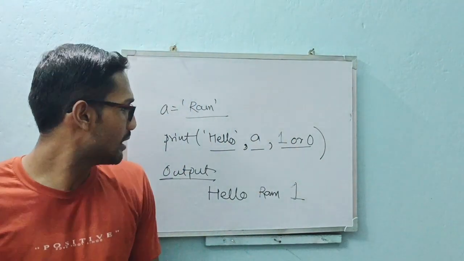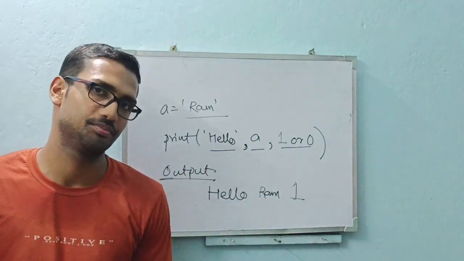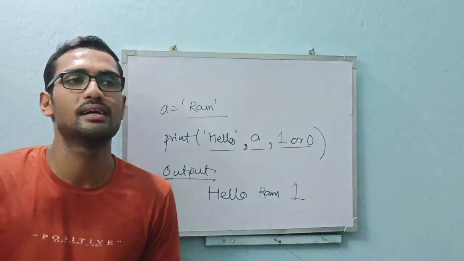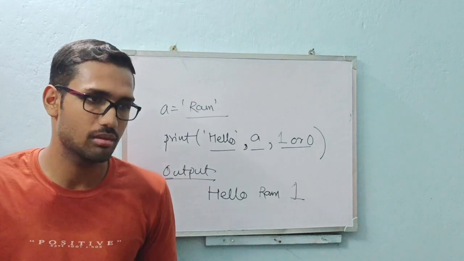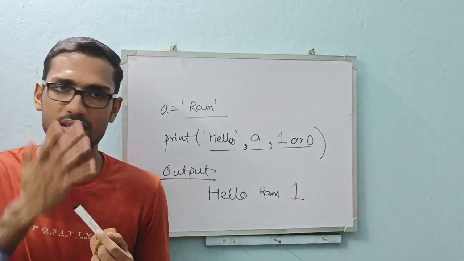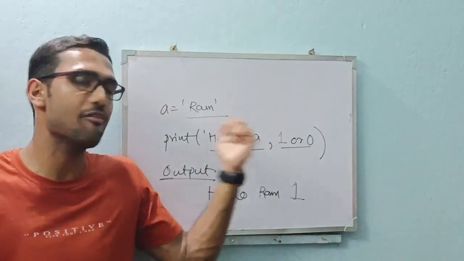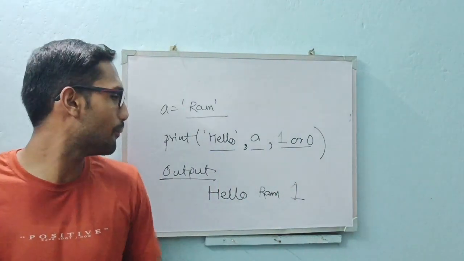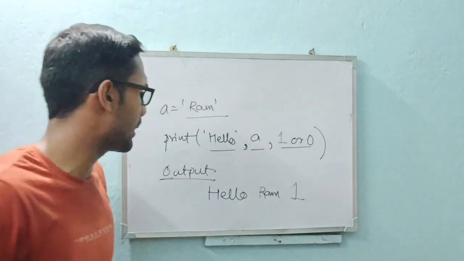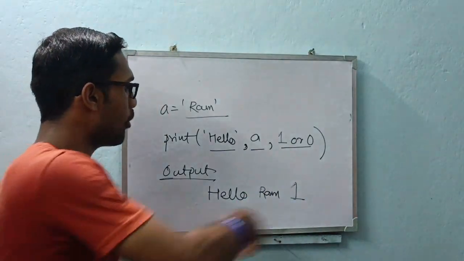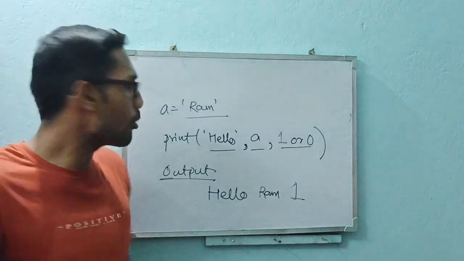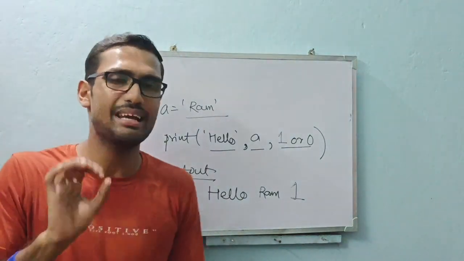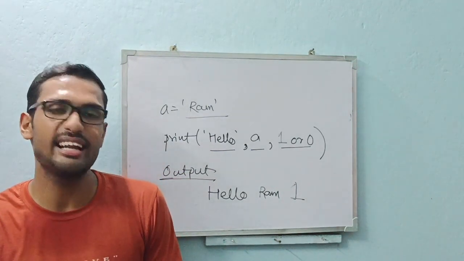So hello, RAM, 1. If you are not able to understand why 1 is coming, I would suggest you please watch my playlist on logical operators, case 2. There I have explained everything in detail, so you will get to understand why 1 is coming. It's quite simple. Again, it's a very simple topic. So I hope how this particular output is coming, you have understood very well. So these are some of the important functionalities related to the print function.